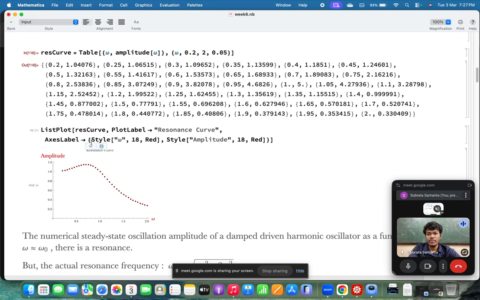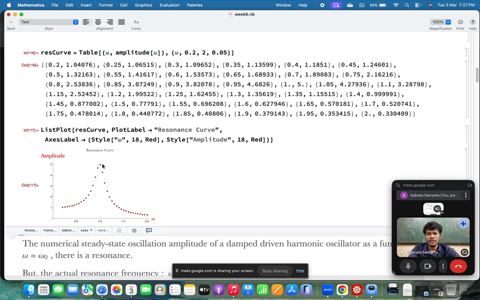So I label my x axis omega, with font size 18 and this color, and the y axis I label amplitude, again font size 18 and the color red, and the plot label is resonance curve. So if you see, at omega nearly 1, around 1 there is a resonance. That means the amplitude is suddenly high and then falls. So this is a resonance, right.